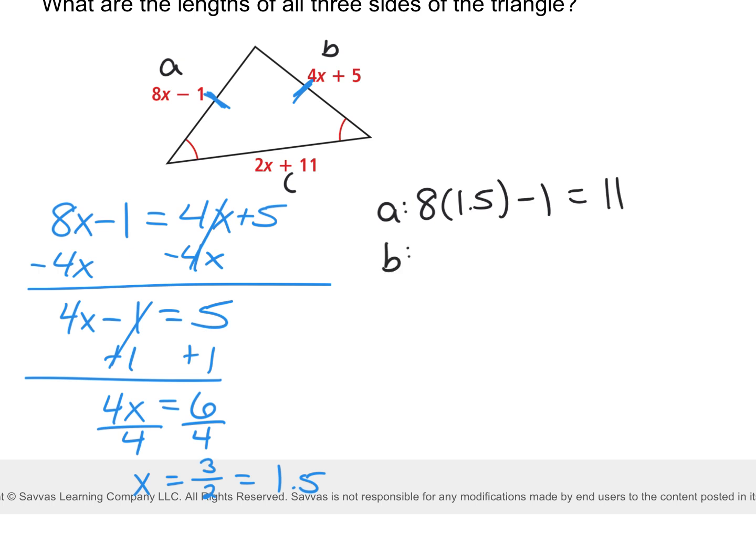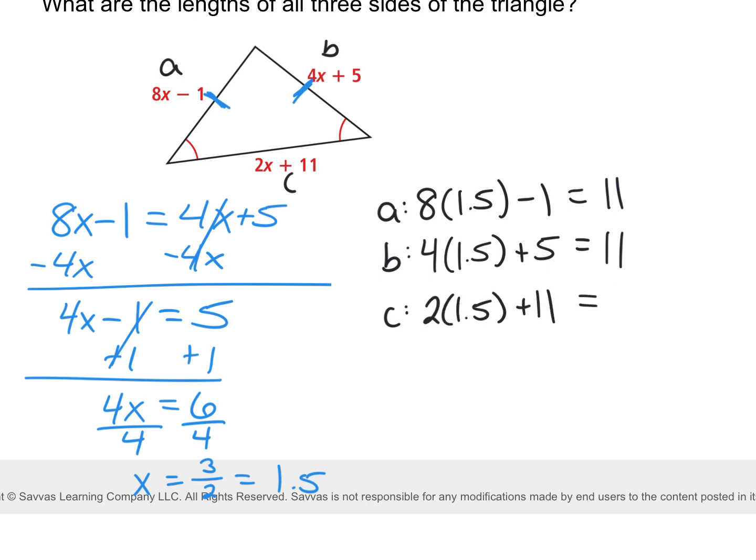B, I have 4 times 1.5 plus 5 equals, what should it equal? Did I even have to plug that one in? No. It's okay if you do, just to check, but why did I not have to plug that one in? Because A and B are equal. Okay, C, do I have to plug that one in? Yes. So I have 2 times 1.5 plus 11 is 14. So I found all three sides. I'm done with B.